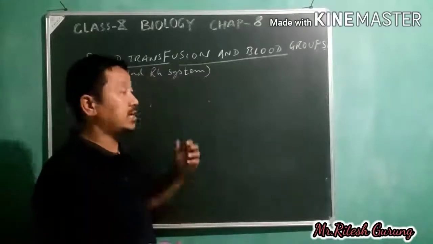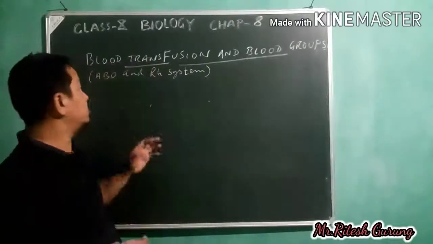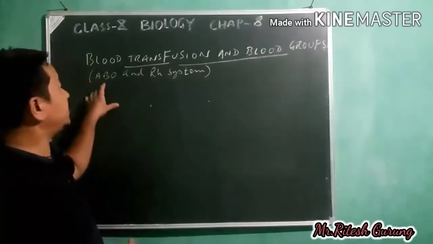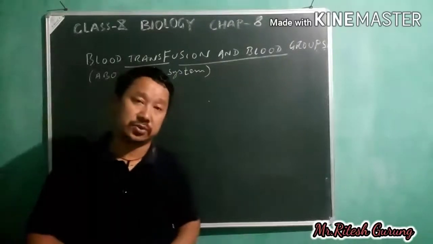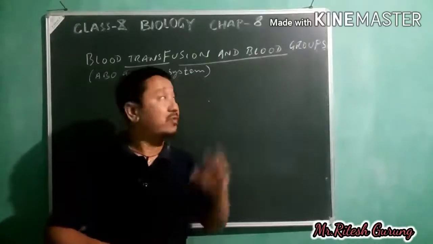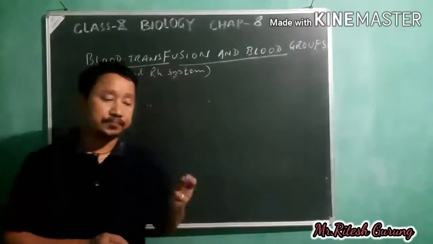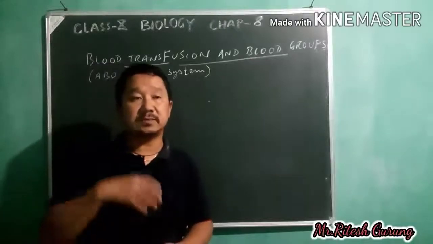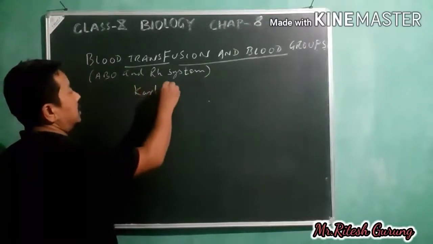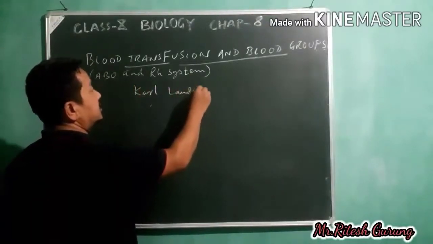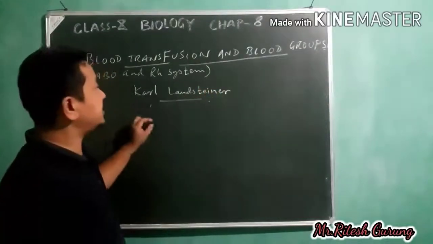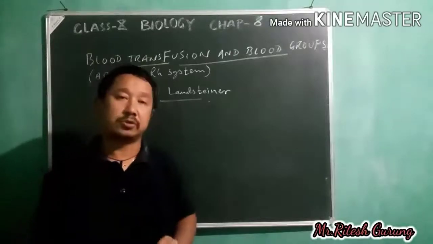There are two systems of blood groups, the ABO system and the Rh system. There are many, but most commonly the ABO and Rh systems are used. These are the two methods most commonly followed nowadays for blood grouping. The concept of blood grouping was first discovered by Carl Landsteiner.